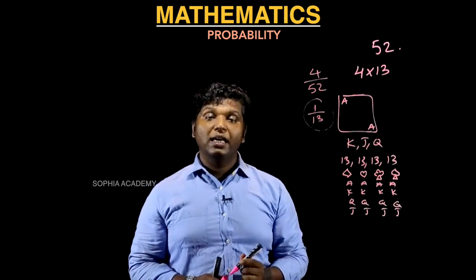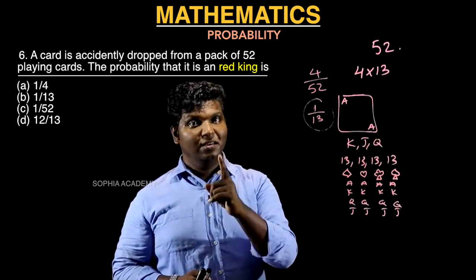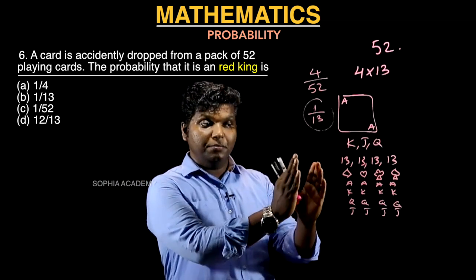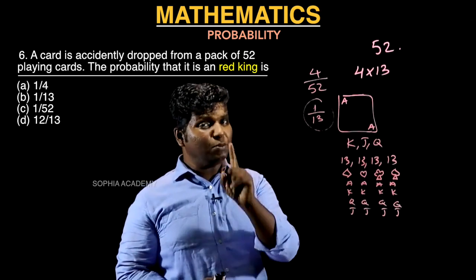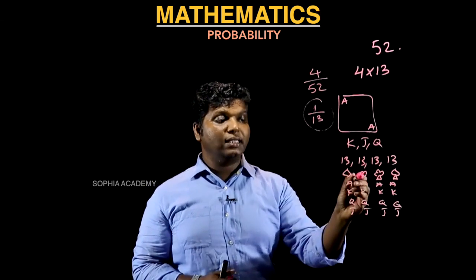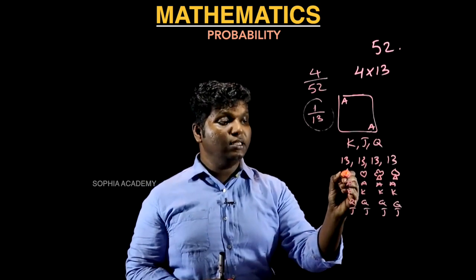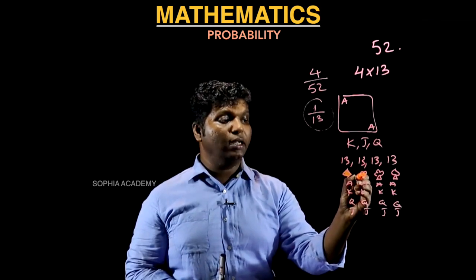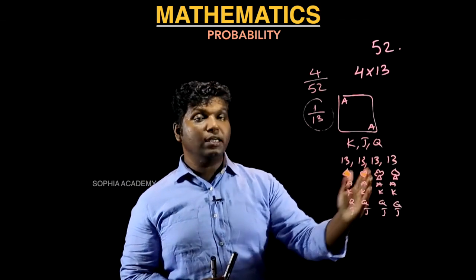In this same question, if they are asking what is the probability of getting a red king, notice it is not mentioned whether it is of diamond or spade or heart. It's just mentioned that it is a red king. I already told you these two categories are red, because those cards will be red in color. The diamond will be red in color, and the heart also will be totally reddish in color. So these two are red, whereas the other two are black.